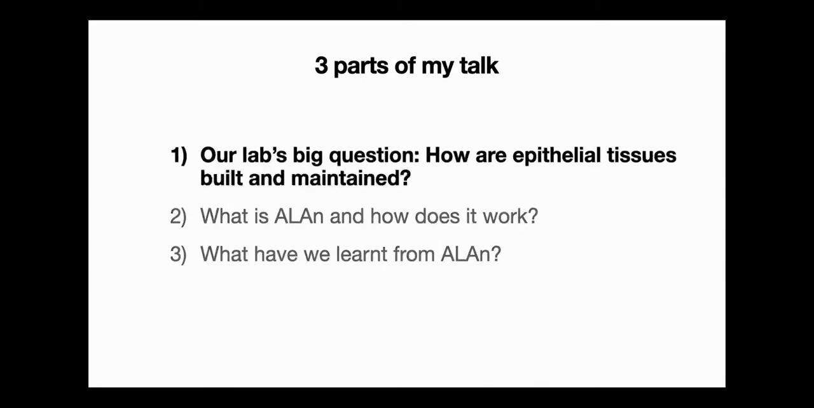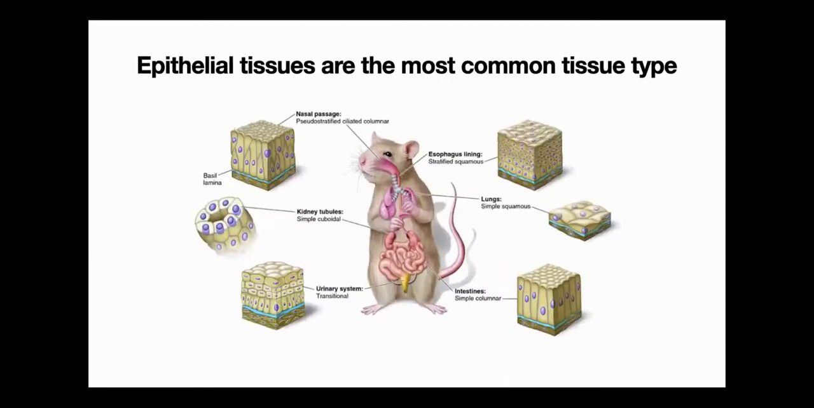So what are we interested in as a lab? Our lab's interested in how epithelial tissues are built and maintained. As many of you probably know, epithelial tissues are the most common tissue type in the body. They come in different flavors, so to speak. For example, we have simple columnar epithelia that line the intestine, and we have simple squamous in the lung. But all epithelial tissues are sheets of cells that line surfaces of the body and provide protection from the outside environment.